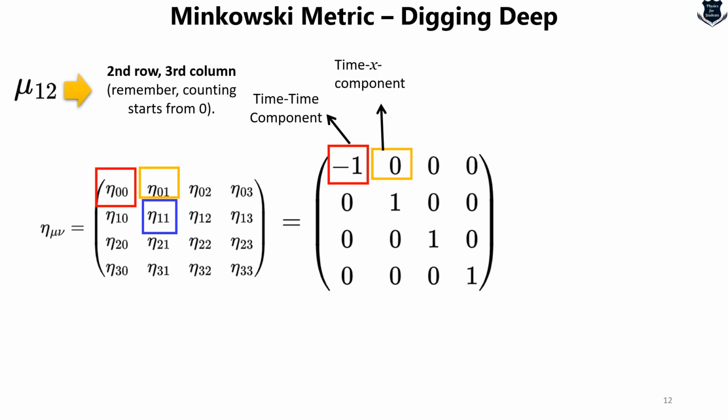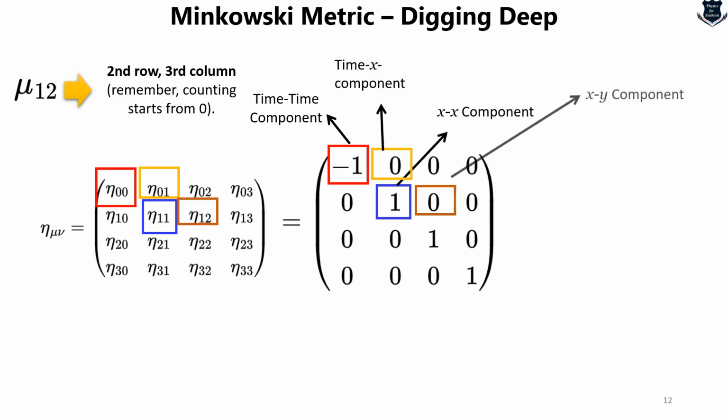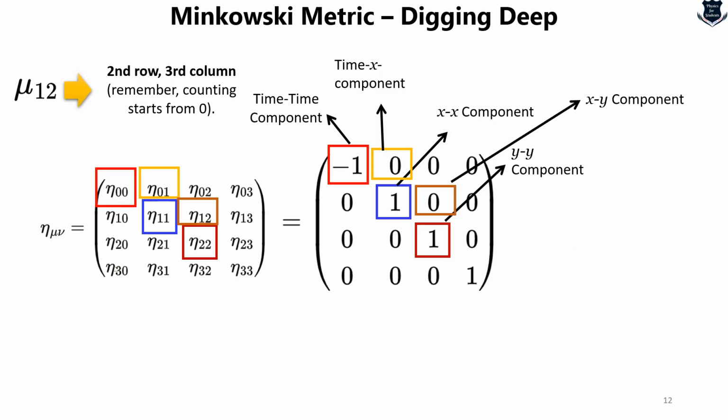Just showing you samples. Now if I go to eta 11, which is this blue one, it corresponds to this one, which is again a value of 1, and this tells that it is an xx component. That means they are going in this direction. Again, suppose I take an eta 1 2 value, then it corresponds to this. This tells that x and y directions are orthogonal. If I take eta 2 2, then it corresponds to this value. And what does this tell? It tells that it is the yy component.